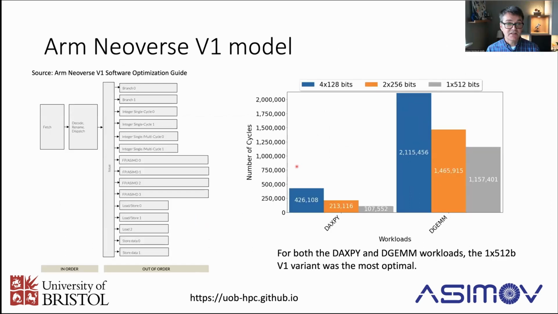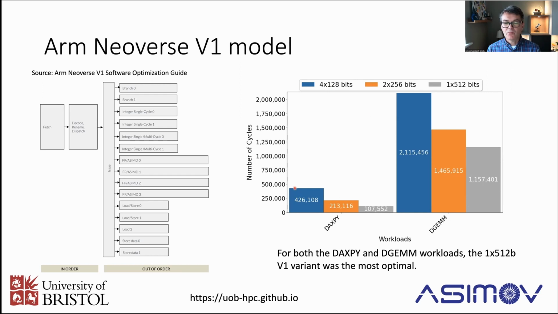Ultimately, what we can do with this is take real models. So here's another example, the ARM V1 core. On the left, we've got the top level microarchitecture of the real V1 core, with lots of different execution units, including SVE. They actually have 2 256-bit vectors in the V1 model. And then we can say, well, what if you take the V1, but instead of having 2 256-bit units, we have 1 512-bit wide unit, or even 4 128-bit units?